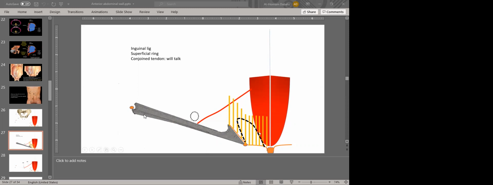Great. So if anybody asks you what makes your inguinal ligament, it's your external oblique muscle. External oblique muscle makes your inguinal ligament. Great, fantastic.